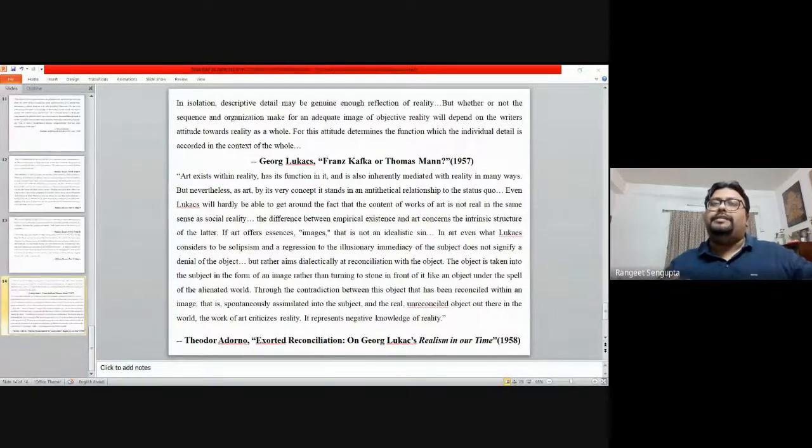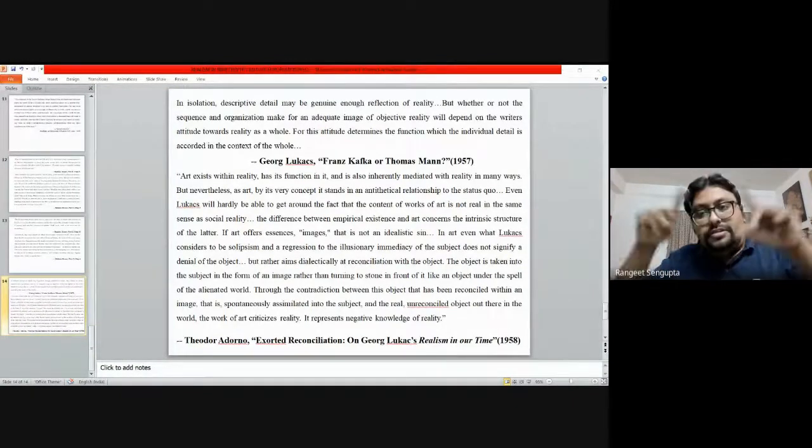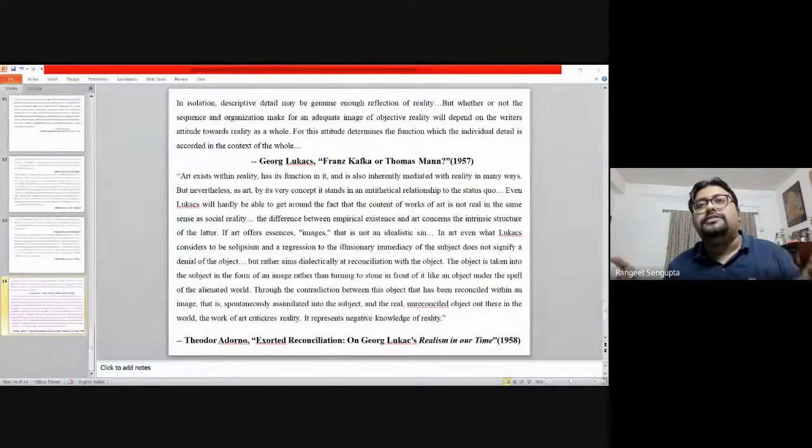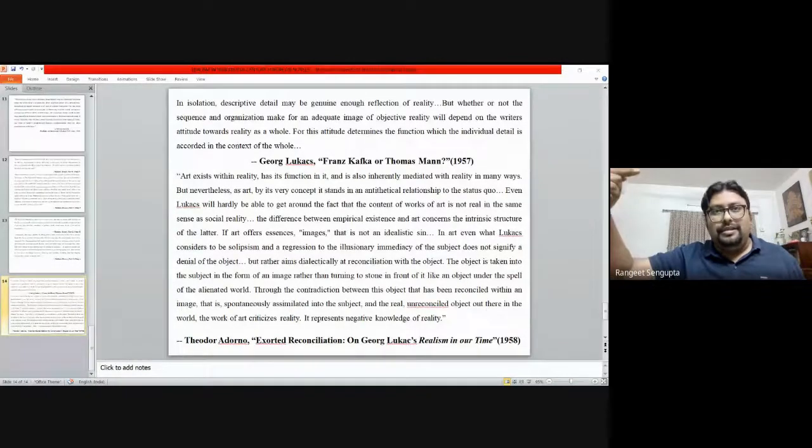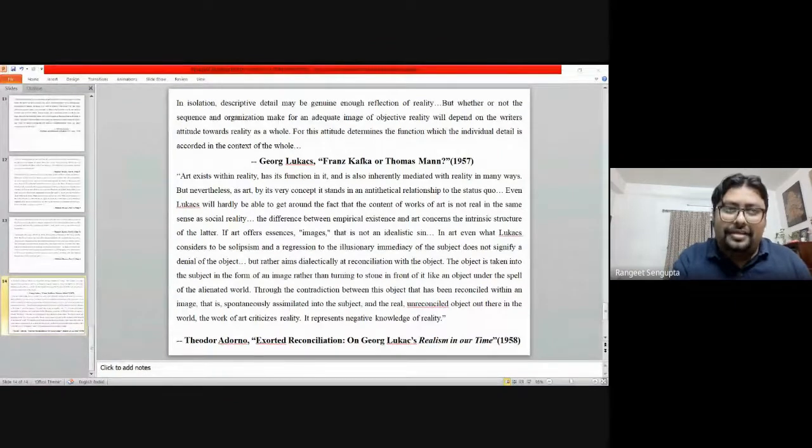ইট শুড বি ইনফর্মড বাই ইটস প্লেস ইন দ্য লার্জার হোল, দ্য লার্জার স্কিমা অফ থিংস। অ্যান্ড দিস ইজ ইম্পর্টেন্ট ফর লুকাচ, বিকজ লুকাচের কাছে এই যে ইচ ইন্ডিভিজুয়াল ডিটেলস and the contraries that may arise from those details are eventually sublated through a higher synthesis that the novel should bring about. A higher synthesis er idea tai Lukács trace korchen in Hegelian Marxist literature.